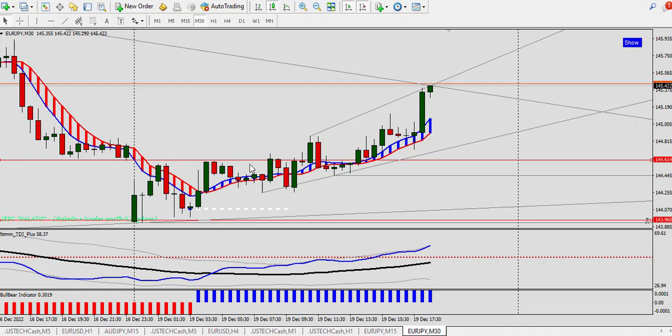And your take profit will be 1 to 1 RR. So if your stop loss is 30 pips, then your take profit is going to be 30 pips, or you go for 1 to 2, take profit 60, then stop loss 30.